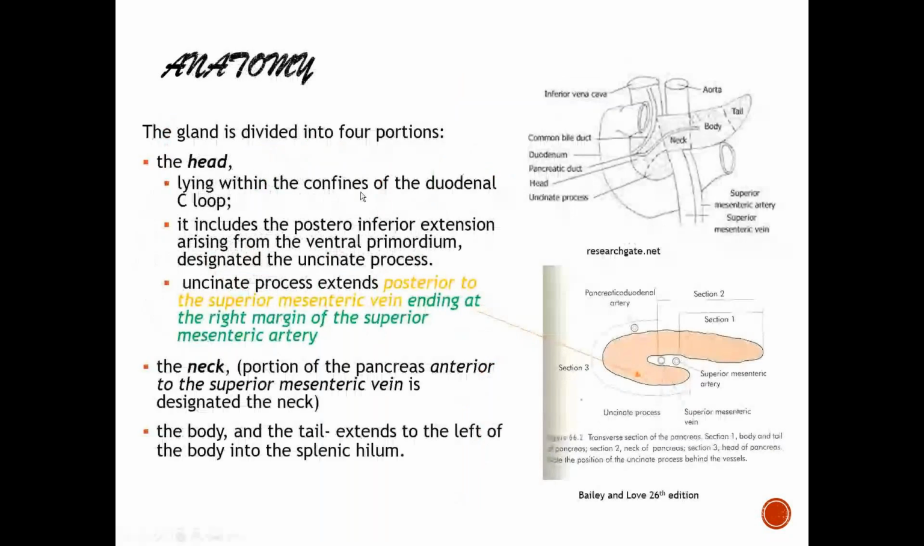Now going a bit further, the four portions, that means the head, neck, body, and tail, how do you divide them? The head is the part which is lying inside the duodenal sac. This whole thing forms the head, and it includes the posterior inferior extension arising from the ventral primordium, as we just said, the uncinate process. This part is developed from the ventral, which has rotated clockwise. The rest is dorsal, right? Now the neck is that part which is overlying the superior mesenteric vein. The body and the tail extend to the left and extend up to the splenic hilum.